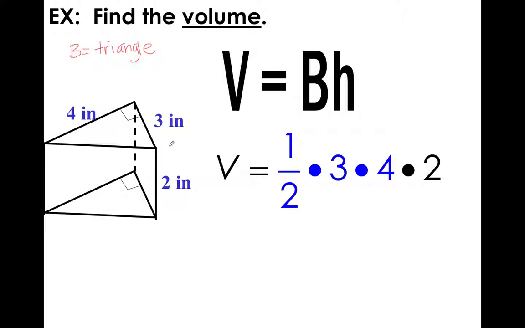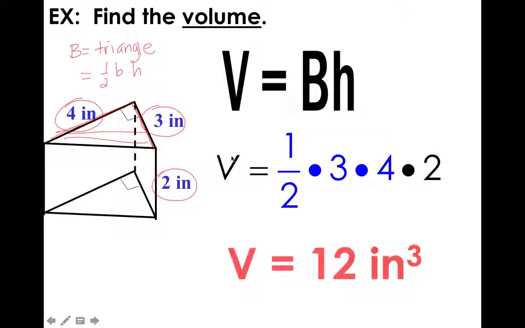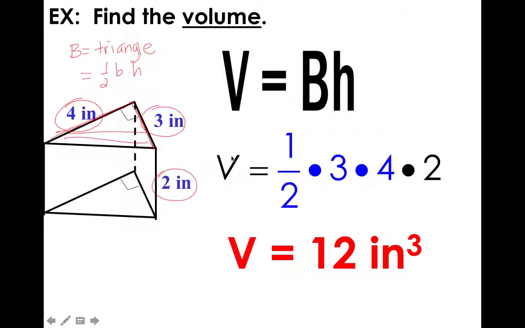Since my B is equal to a triangle, that means that I have to use 1/2 B times H. And now notice what I've got. I've actually labeled my triangle, so trace it. I know that this represents the base and the height of my triangle part, and then this must represent the height of the actual figure itself. When I plug that in, notice I get 12 inches cubed.